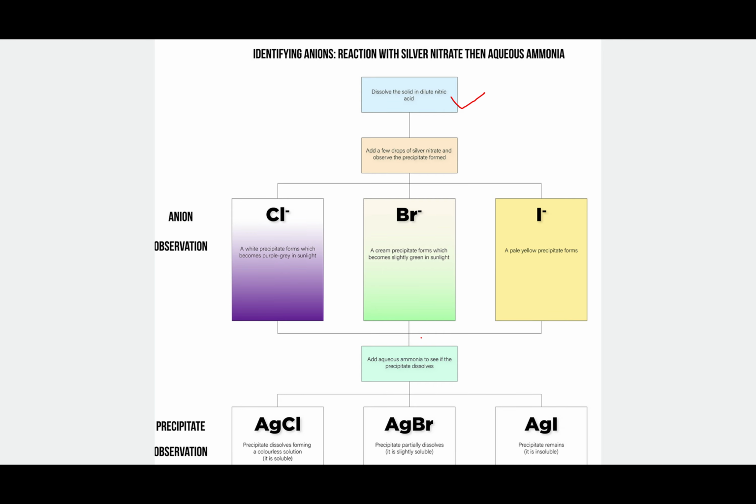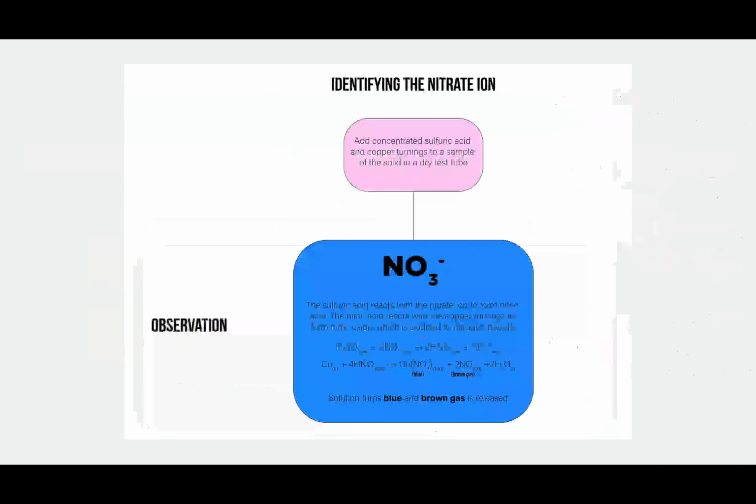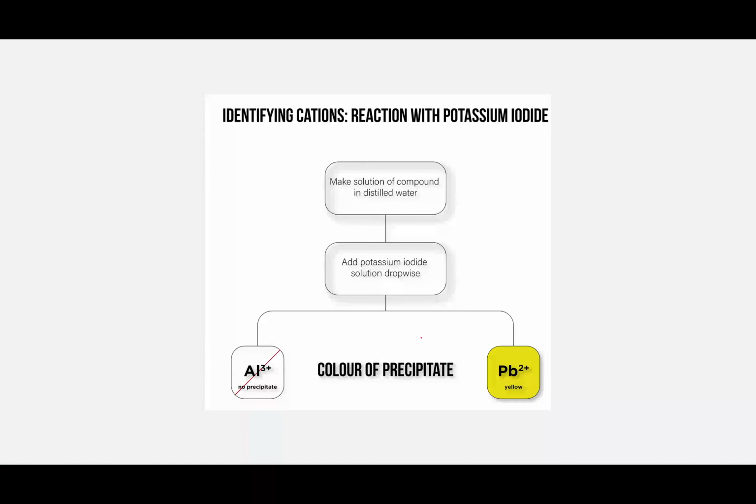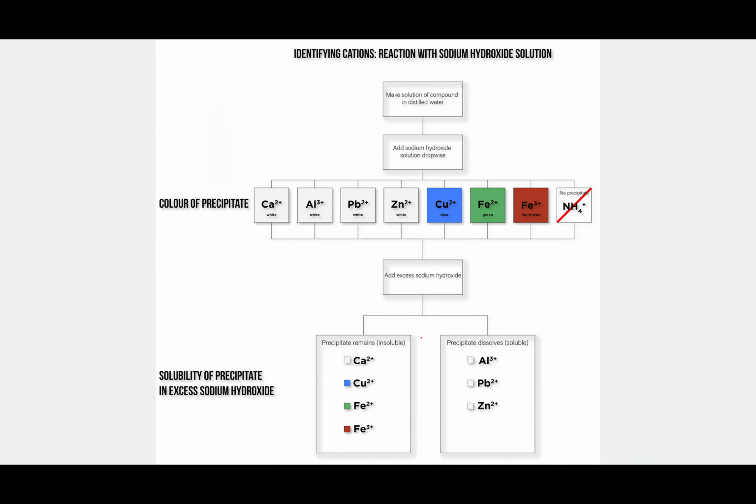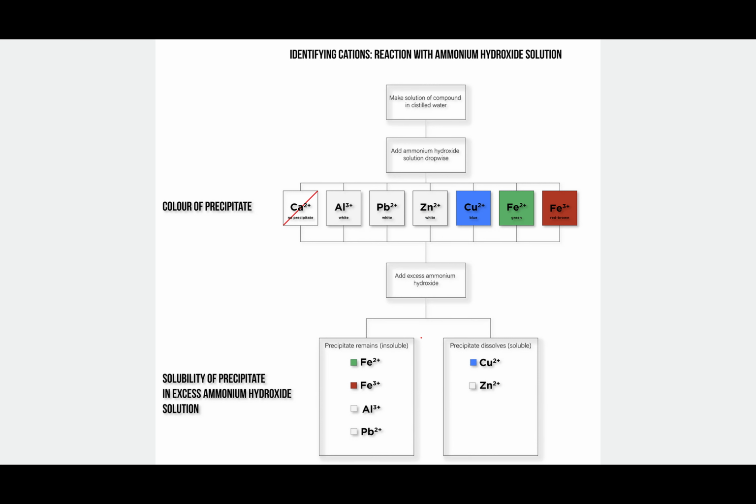Yeah, could I see the cations table again, please? The cation table. Let's look at the cation table. Which one? Sodium hydroxide or ammonium hydroxide? Both. So this is sodium hydroxide, and then this is the ammonium hydroxide.